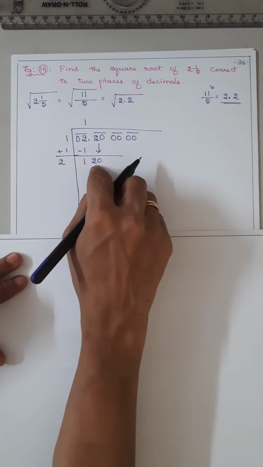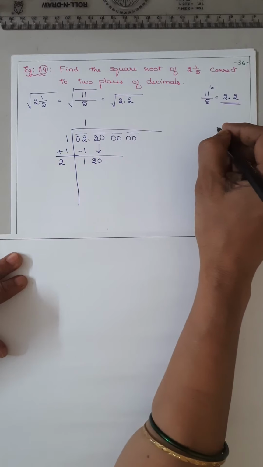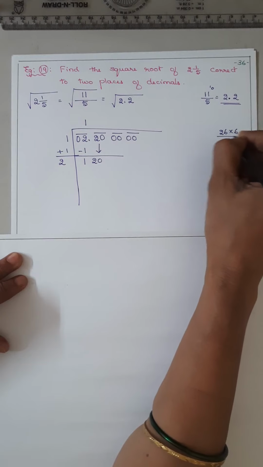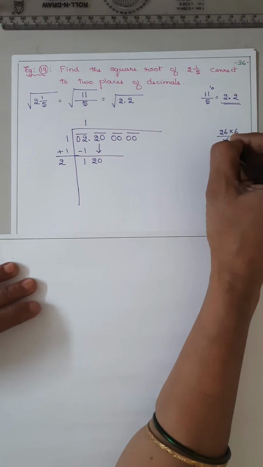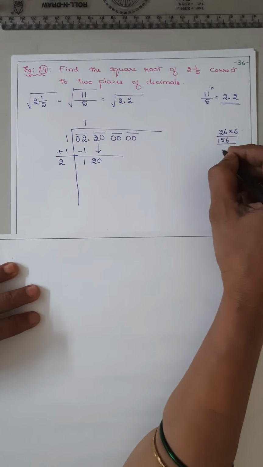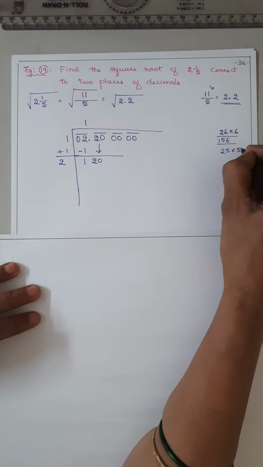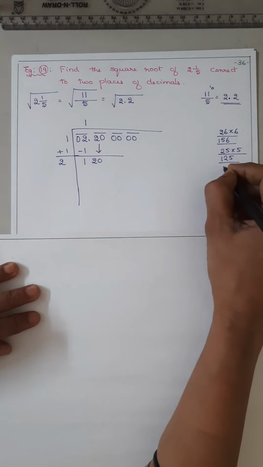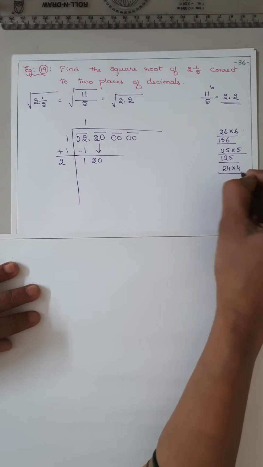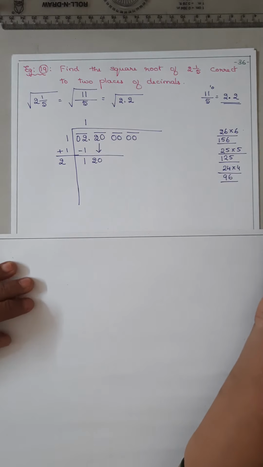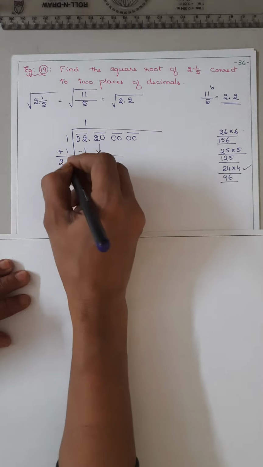Now 2 how much are? 12. So if you try, 2 6s are 12, isn't it? 6 6s are 36, 6 2s are 12, 13, 14, 15. Not possible. So 25 5s are, try with 5. You know 25 5s are 125. Not possible. Try with 4. 4 4s are 16. 4 2s are 8, 9. Yes, you can put 4.